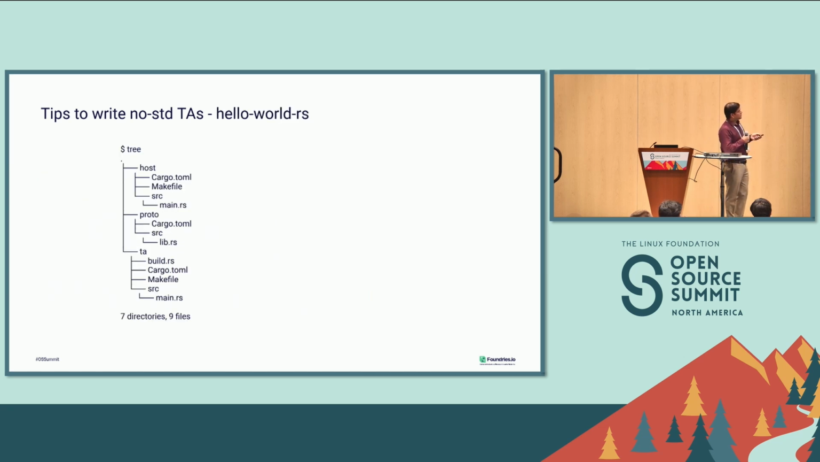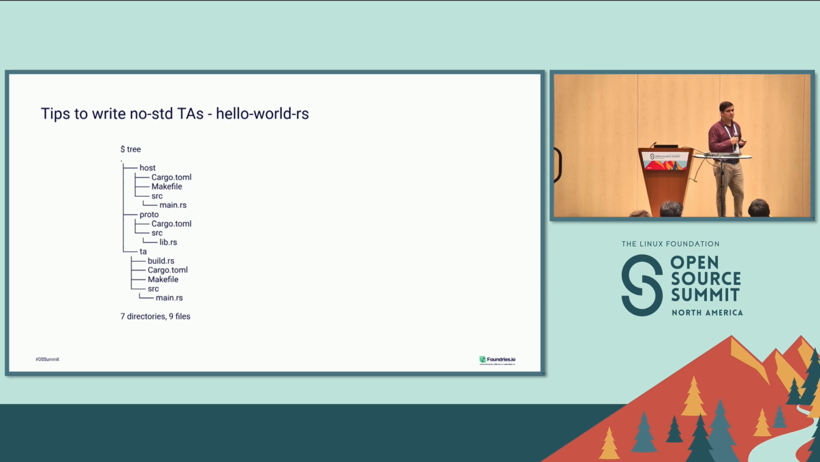So let's look at how the directory structure for a Rust-based no-std trusted application would look. Here you would see this host refers to the client application. It's just a normal and simple client application, just a Linux application. You can think of it like that. This proto crate is a protocol crate. If you have already worked with trusted applications, there is usually a header that is shared between the client application and the trusted application for all the invoke commands. This is the same thing.